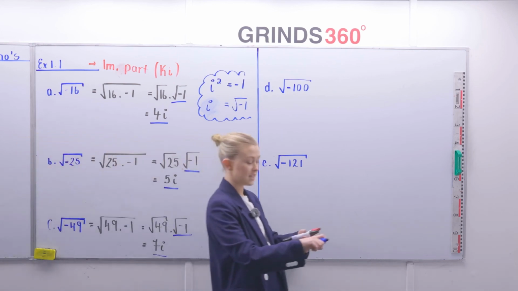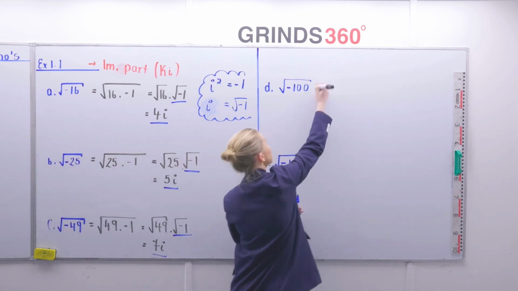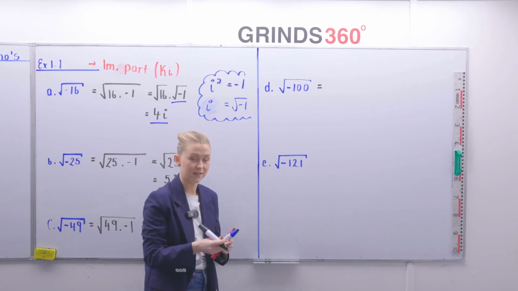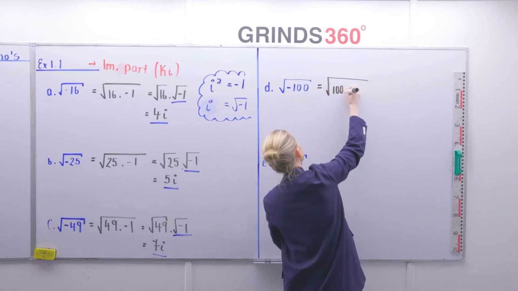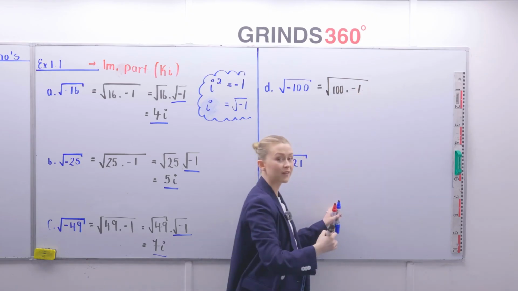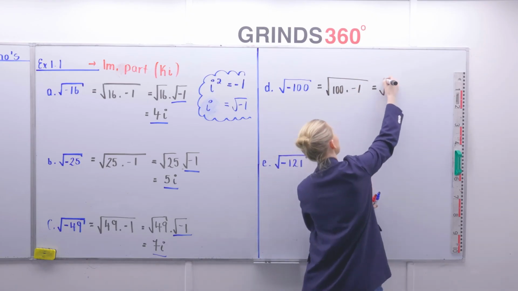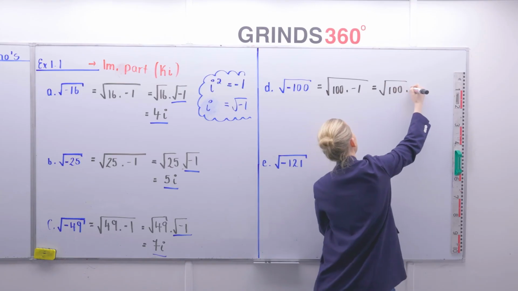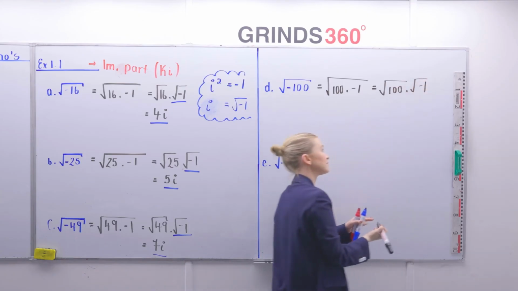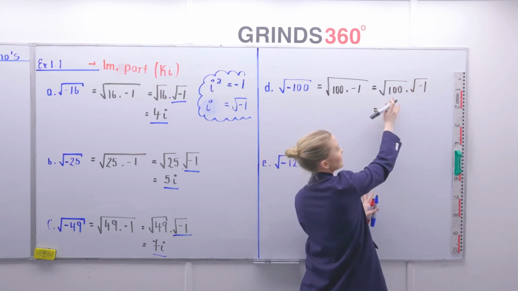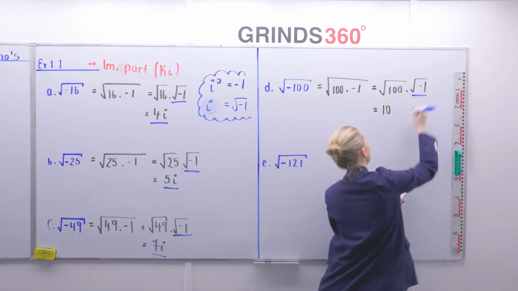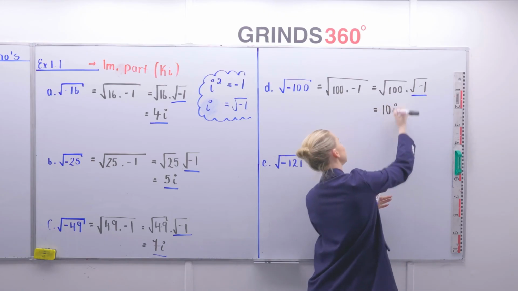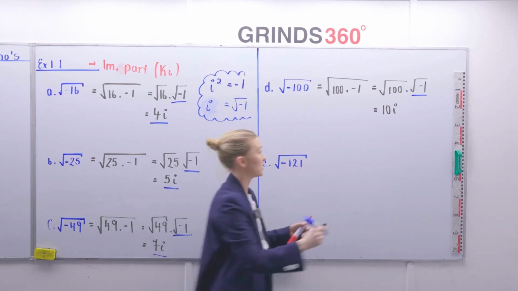Next, we have part D. Part D, the square root of minus 100, which is the same as me saying the square root of 100 times minus 1, which is the same as saying the square root of 100 times the square root of minus 1. Here, the square root of 100 is 10, and the square root of minus 1 is I. That there, my imaginary part.